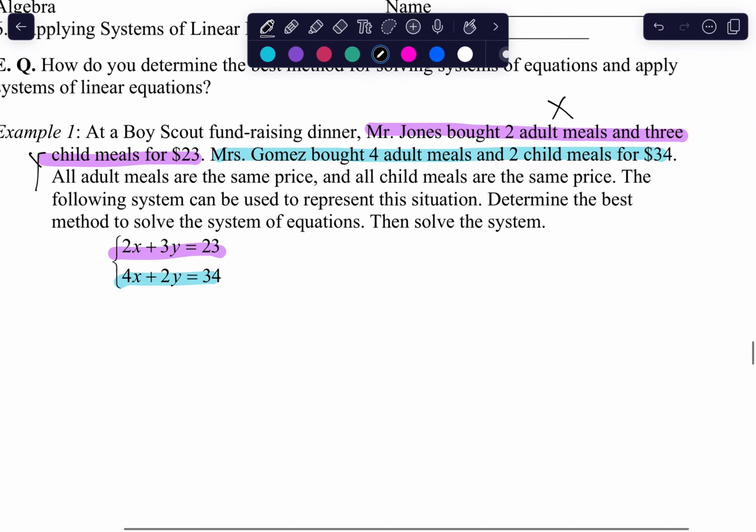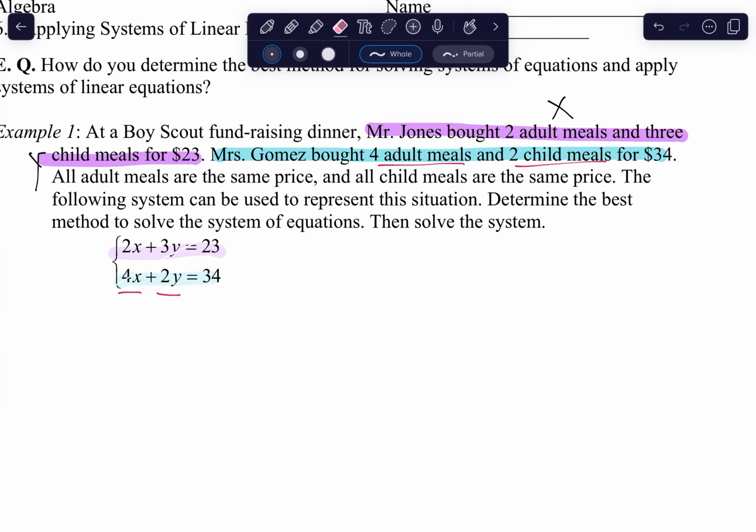Okay, and let's take a look and see if they did the same for the next equation. It says 4 adult meals, 4x, plus 2 child's meals, 2y, is 34. So that's how you would take it and set up your equation, because 2 adult meals times however much they cost, we don't know, plus 3 child's meals, 3 times how much they cost, will equal $23 total. And the same goes for the next equation.